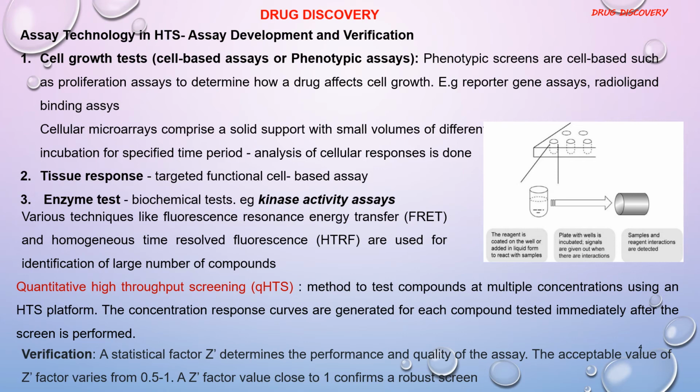Verification of assays is done by statistical tools like statistical factor Z determination. The acceptance value of Z factor varies from 0.5 to 1. A Z factor value close to 1 confirms robust screening.